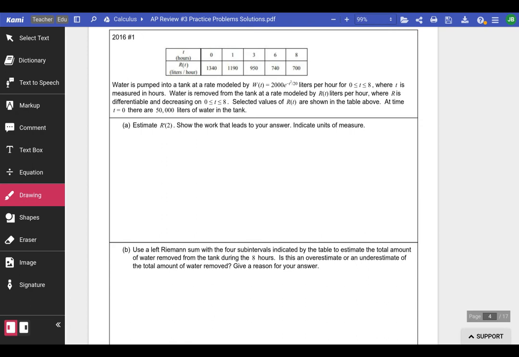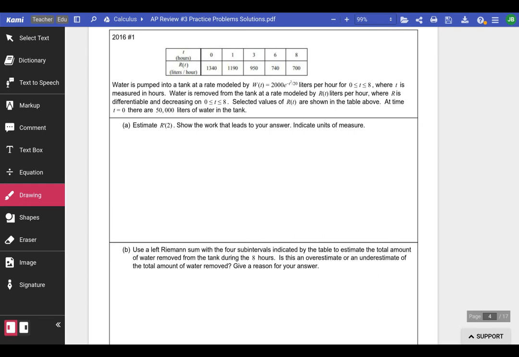So we've actually got two rates here, one that's going in and then one that's coming out. We also have an initial value here. At time t equals 0, there's 50,000 liters of water in the tank. So the first one is a question we've seen a lot at this point. It's estimating a derivative, given a table of values.